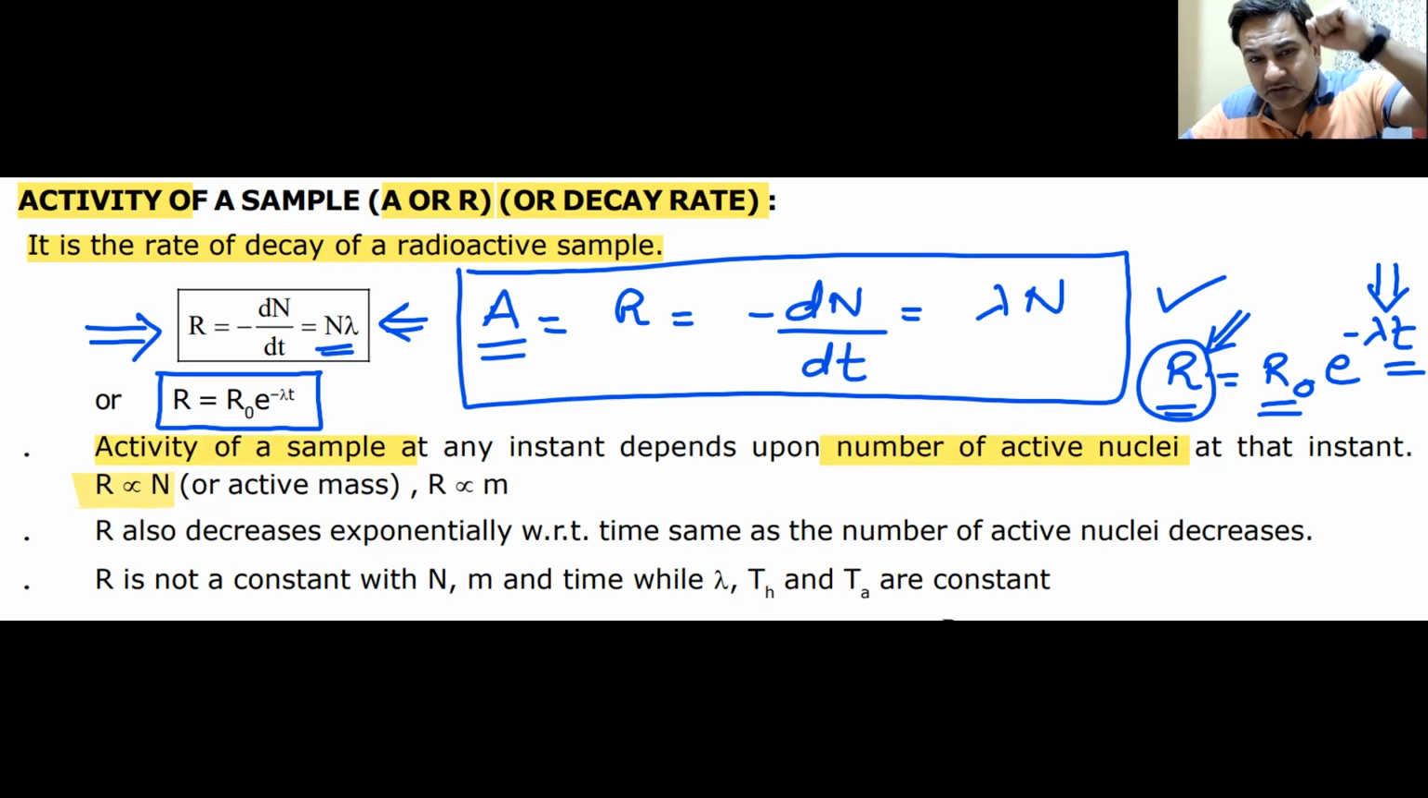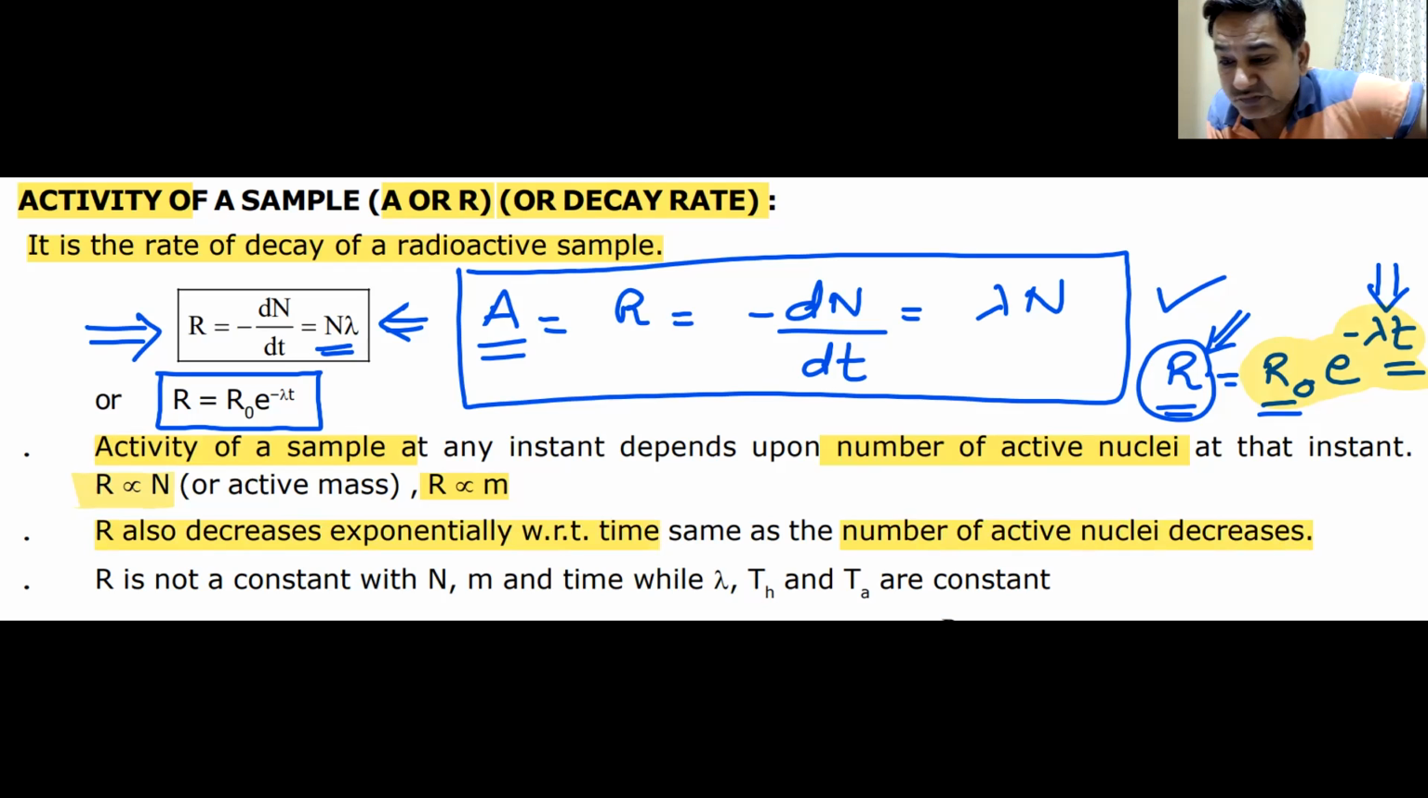Whatever is the mass of the nuclei which is present, or whatever is the number of nuclei that is present, activity depends on that term. Will you remember this? Since, as you can see here, there is an exponential relation, R decreases exponentially with time, in the same way as the number of nuclei decrease. Do we understand this?